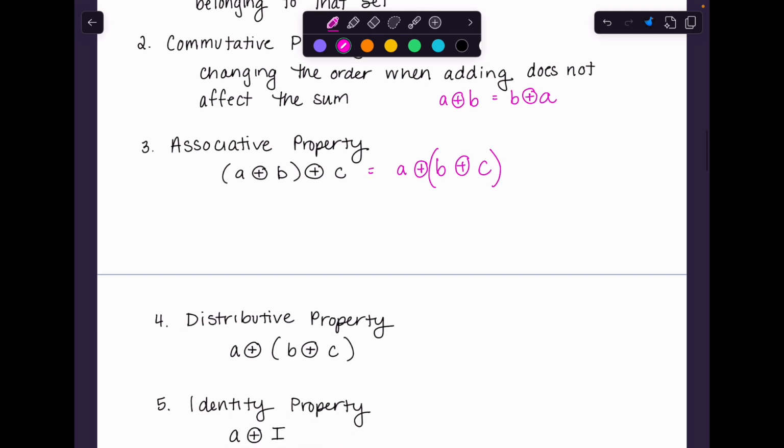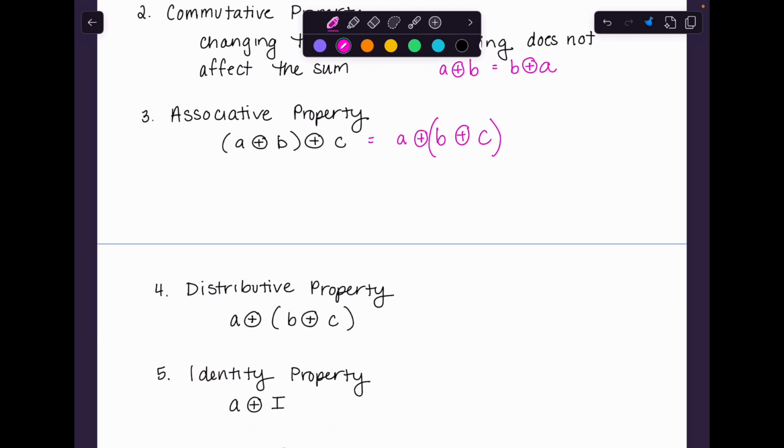Then likewise, we need to have the distributive property, that's exactly like when we distribute when we're solving equations. So I can distribute this to the first one, and I can distribute it to the second one. So I can do A plus B first, and then A plus C as well, and then go ahead and add these results together.